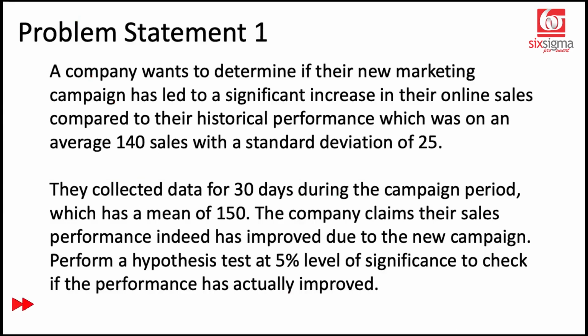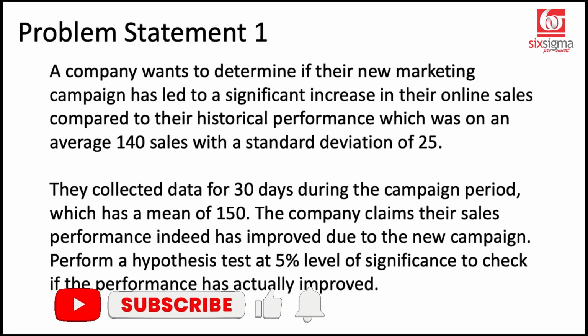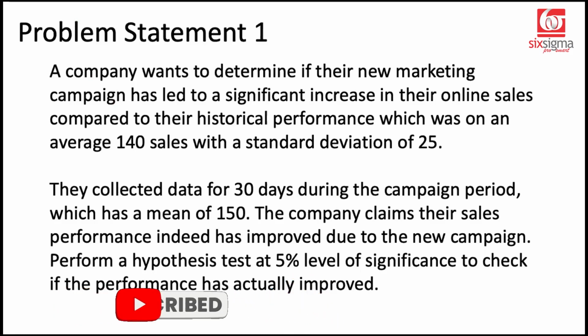A company wants to determine if their new marketing campaign has led to a significant increase in their online sales compared to their historical performance, which was on an average 140 sales with a standard deviation of 25. So notice what's given to us is basically the population performance. We have historically recorded on an average 140 sales, and the standard deviation is also given. So this is the population mean, and this is the population standard deviation.